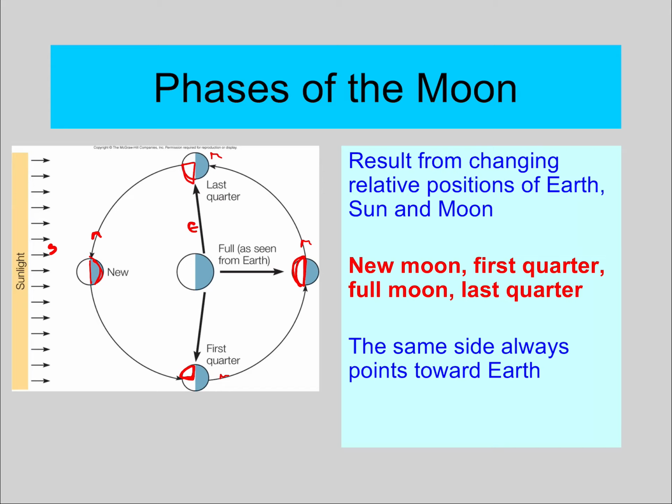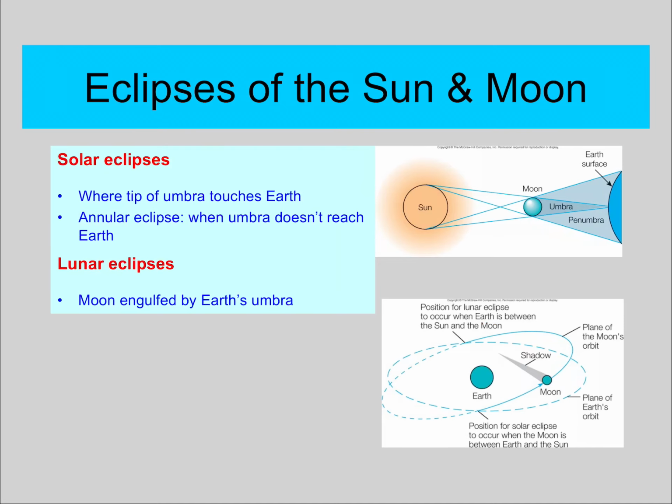Now, one interesting thing is the same side of the moon is always pointed towards the Earth. So we've never seen the quote-unquote dark side of the moon. Even when we're looking at a new moon, it's not the back side of the moon. We always see the same side. So the dark side of the moon, we don't see from Earth.